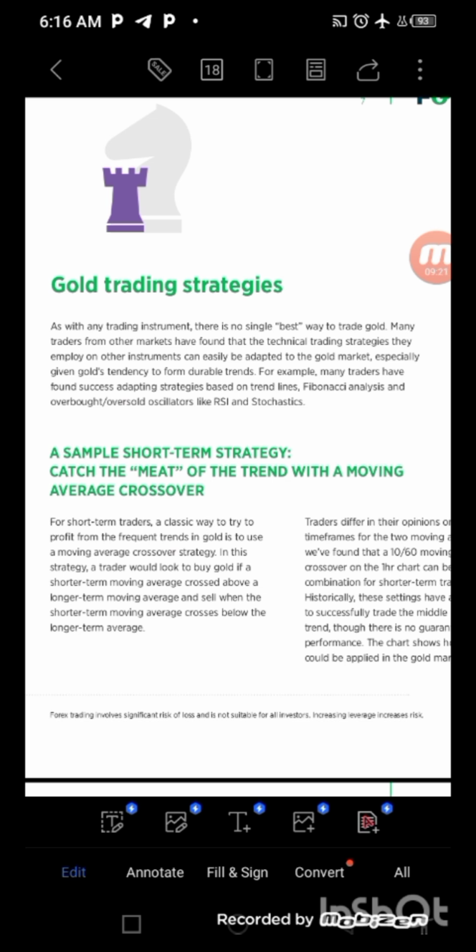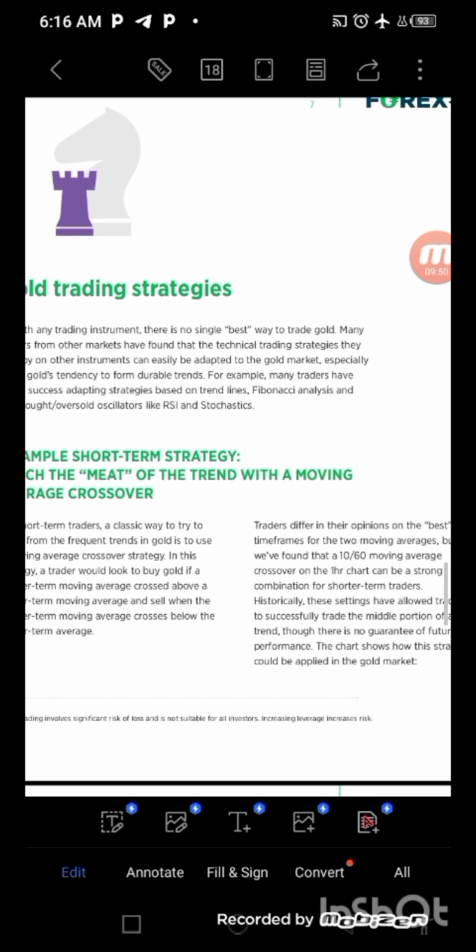A simple short-term strategy to catch the meat of the trend is a moving average crossover. For a short-term trader, a classic way to try to profit from the trend in gold is to use a moving average crossover strategy. In this strategy, a trader should look to buy gold if a short-term moving average crosses above the long-term moving average, and sell when the short-term moving average goes below the long-term average.